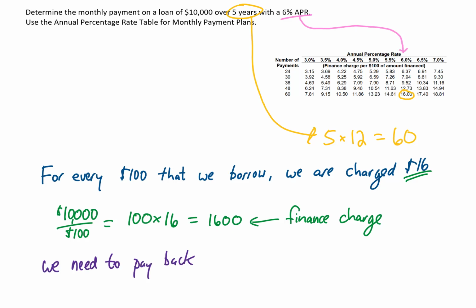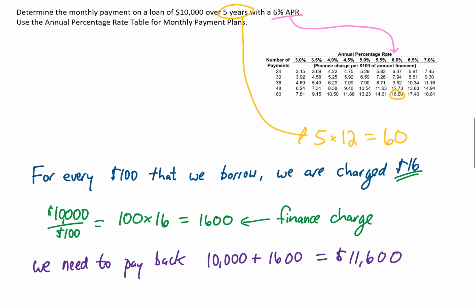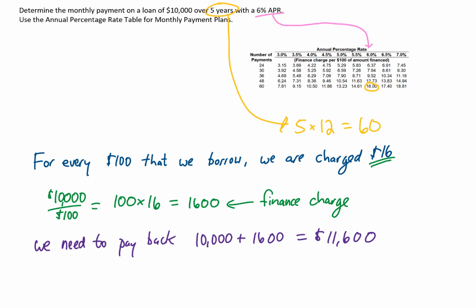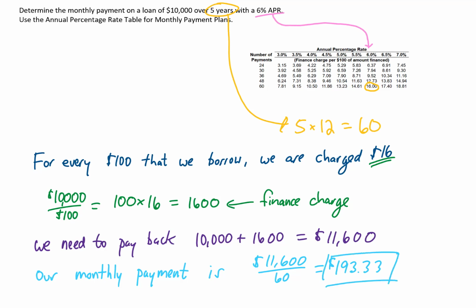So ultimately, over the course of these 5 years, we need to pay back $10,000 plus the $1,600, which comes out to be $11,600. Now, if you're still with me here, we have one more step. This $11,600 needs to be paid off over the course of 60 months. So if we take that $11,600 that we owe and divide it by 60 months, we get $193.33 as our monthly payment.